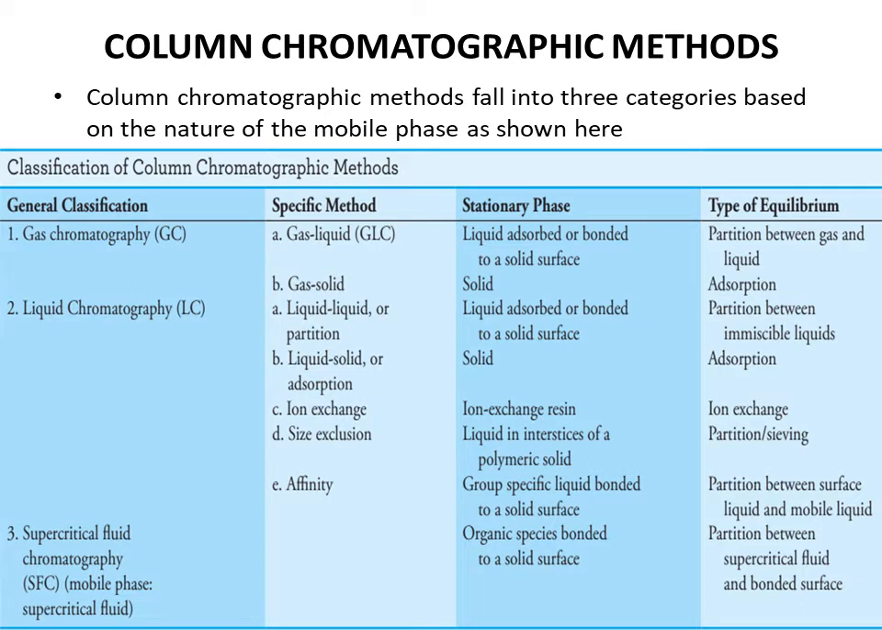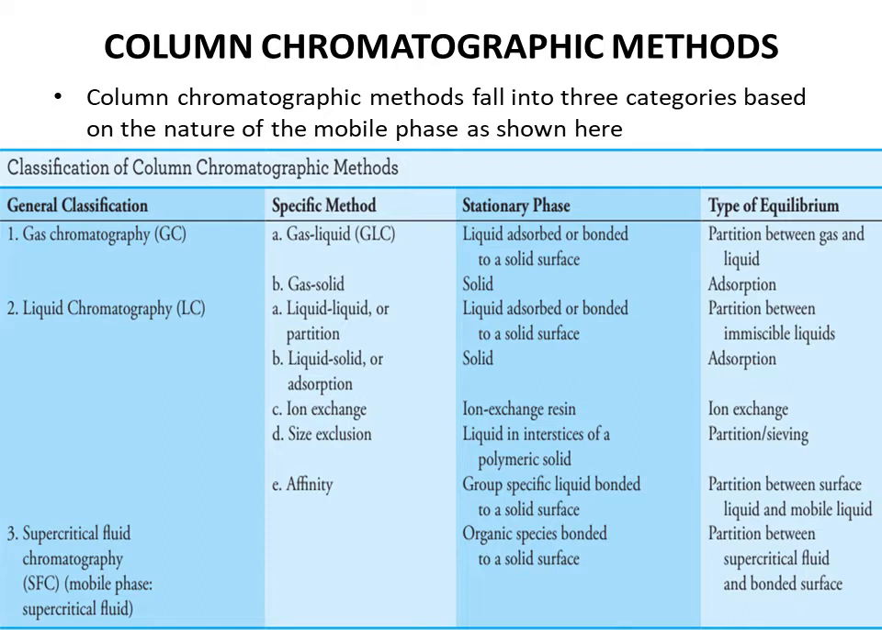If the stationary phase is liquid adsorbed or bonded to a solid surface, then the method is called gas-liquid chromatography, GLC. And what is the type of equilibrium there? It's a partition. Whenever the stationary phase is in liquid state, this type is called partition chromatography, and when it is in the form of solid, it is also known as adsorption chromatography. So the equilibrium there is the partition between gas and liquid.